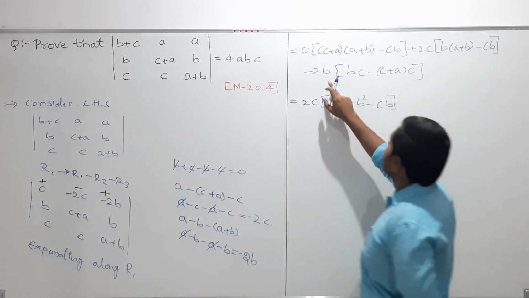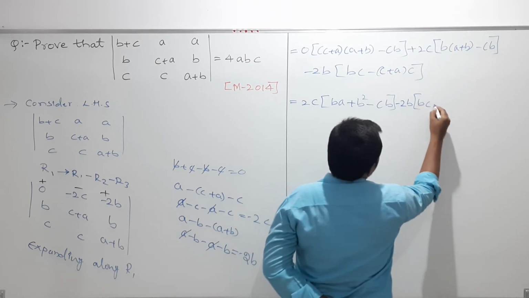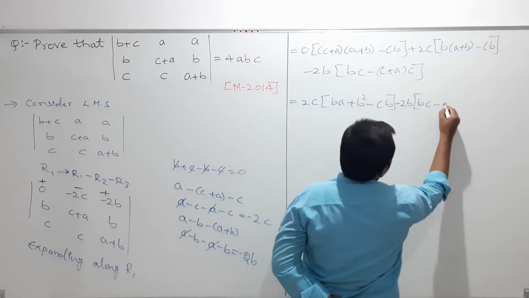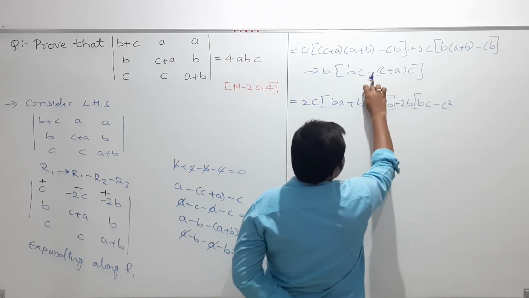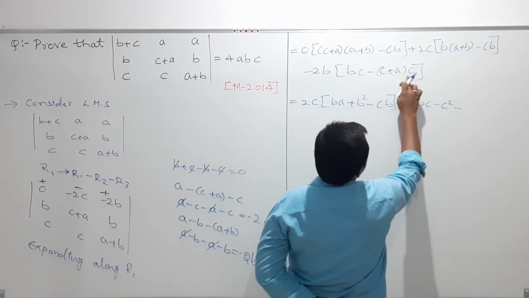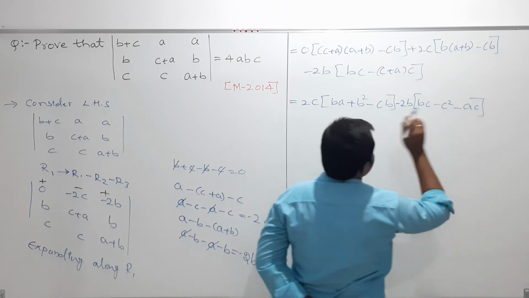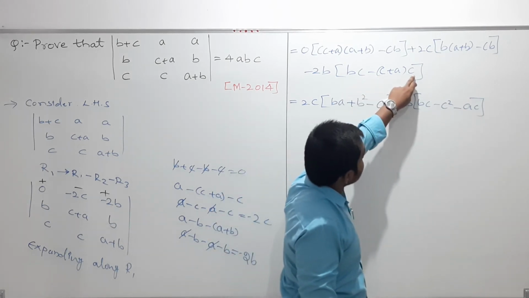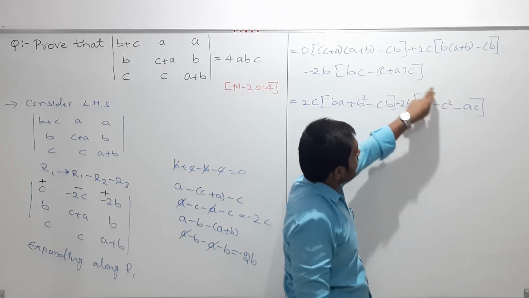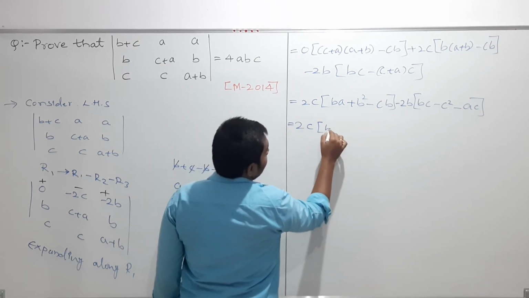Simplified. Next minus 2B as it is, minus 2B into, next here it is BC as it is, minus C into C is C square, my A into C, minus into plus, minus C into C is C square. Next plus minus minus A into C, AC. So minus C into C is C square. Next minus plus minus A into C is AC. So this is equal to 2C into BA.